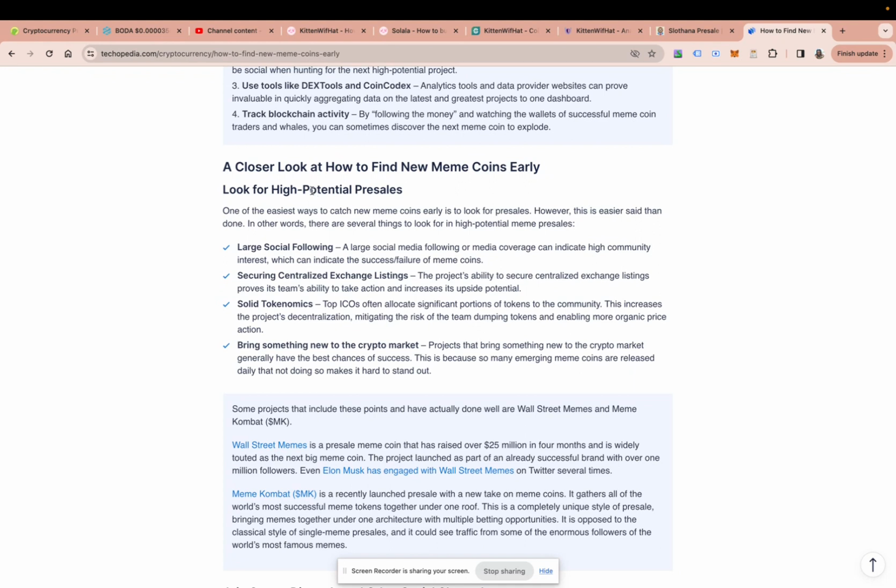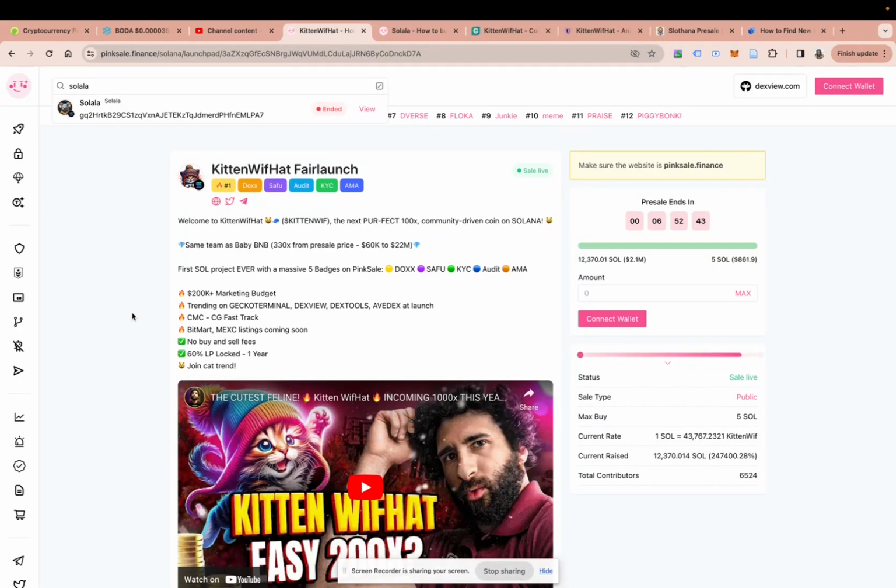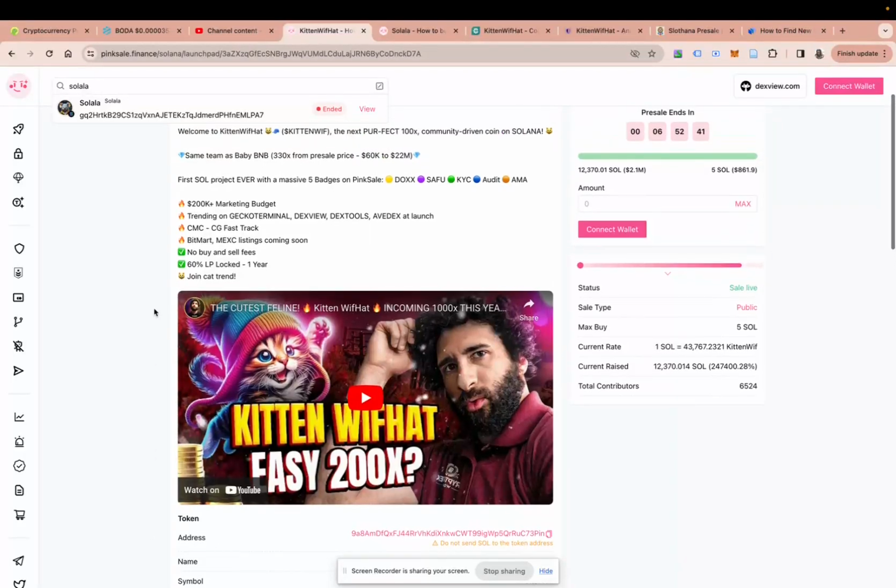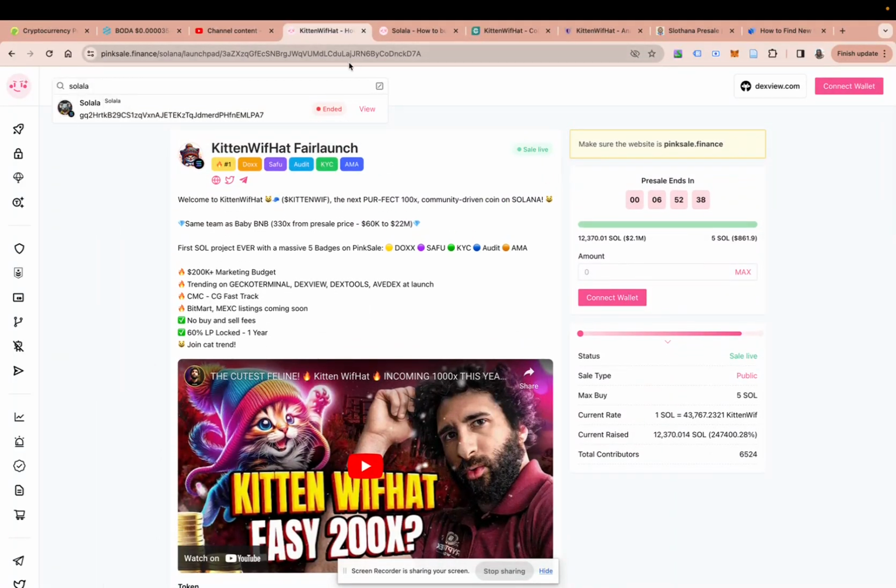So here, a closer look at how to find new meme coins early, but not just early, because you can join meme coins even when they've launched. It's looking at their Telegram, their Twitter, so a large social following, secure and centralized exchange listing. So have they got a good marketing team? Because for some of these Pink Sales as well, if you read it, what gives them a buzz is when you hear things like, let me go back to the kitten one, you hear things such as the same team that made Baby BNB. So they've got a history of good marketing to get the community.